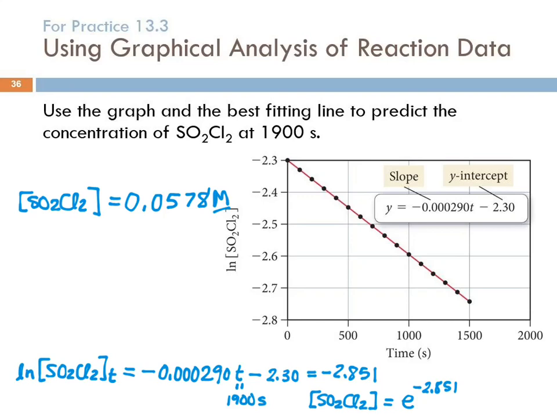On the last bit, what happened to the 2.30? Did you just take the natural log of it and put it on the last line? That's a good question. I took negative 0.000290 times this 1900, and then I subtracted 2.30, and I got this number. No, but on the last line. On the last slide.